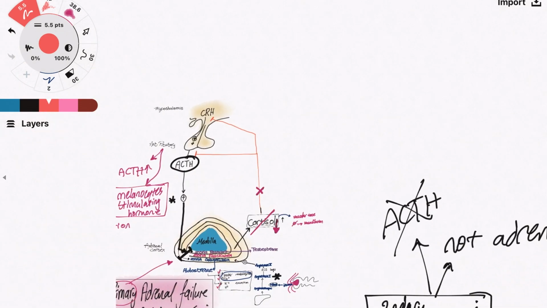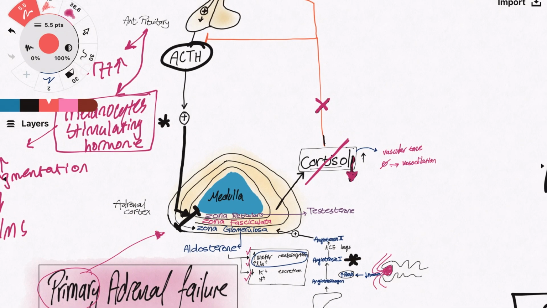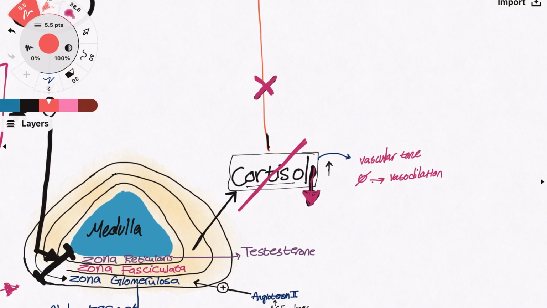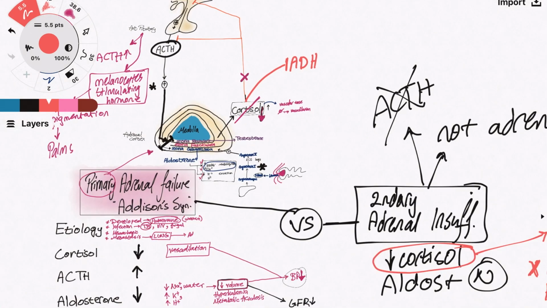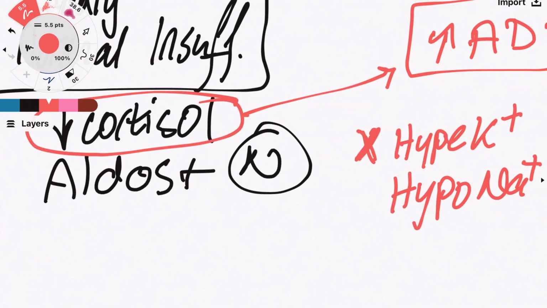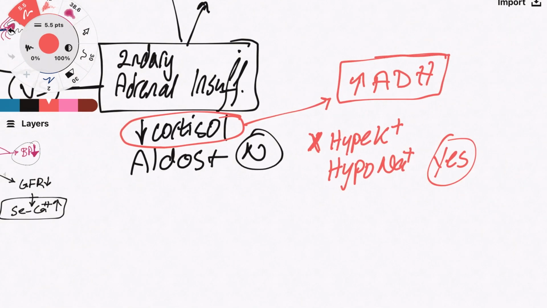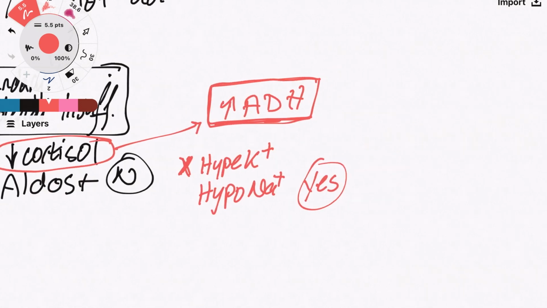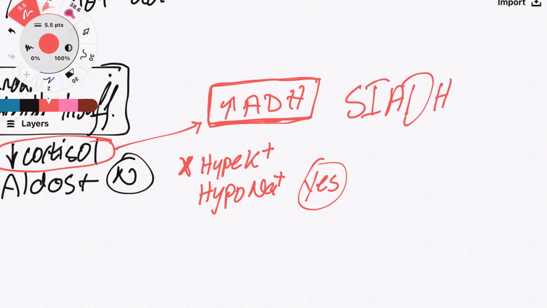Okay, let's go back to the axis. Cortisol does way too many things in your body. One of them is that it inhibits ADH release. When we don't have cortisol, there's an increase in the ADH release. So what happens when we have so much ADH? SIADH, syndrome of inappropriate ADH release, right?